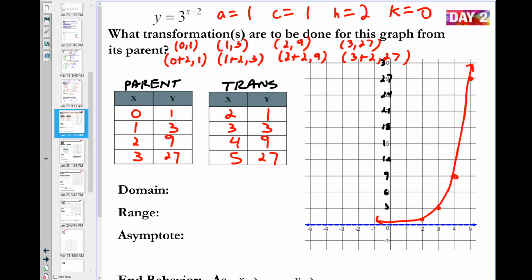What's the domain, Caitlin Hall? Easiest question of the day. Good. Very good. Negative infinity to positive infinity. That's the case for every exponential, but whenever we get to logs, that's not going to be the case anymore.